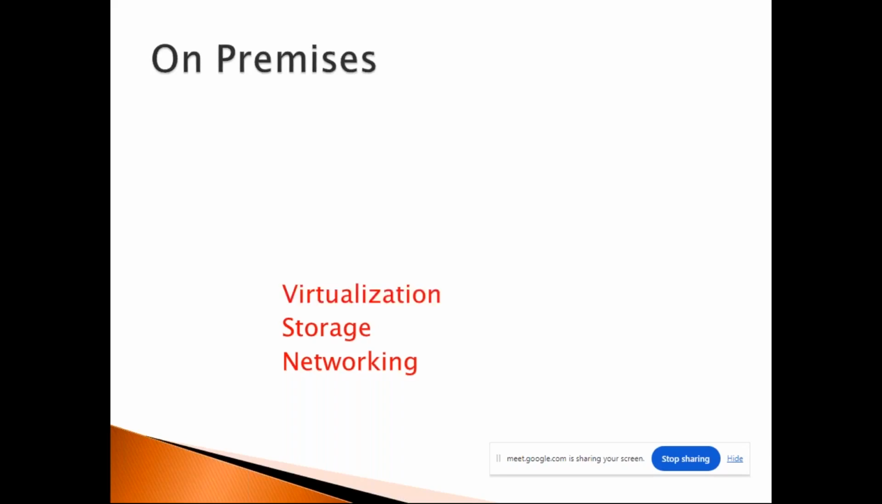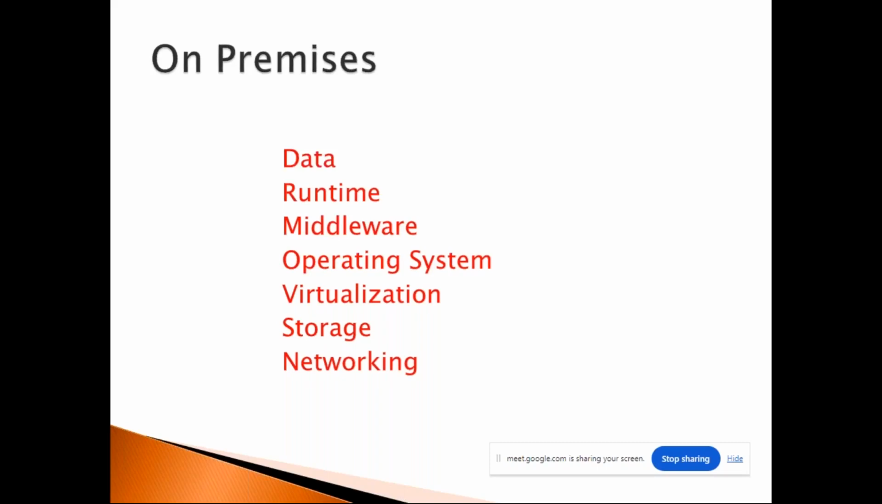Virtualization. We have two types of virtualization. One is VMware. The other one is Oracle virtualization. Any virtualization software. Then operating system, either Windows or Linux. Then middleware, runtime software, data, and application. All these are maintained by yourself. You are responsible for everything. That is on-premises data center.